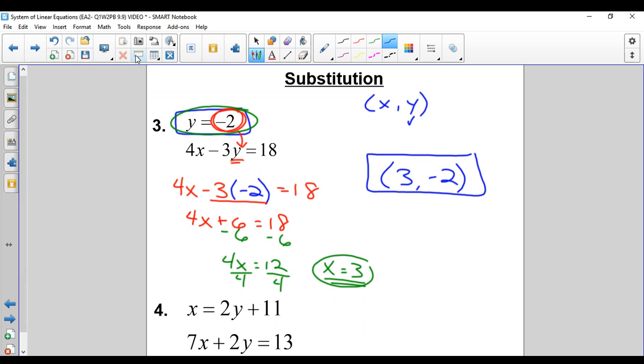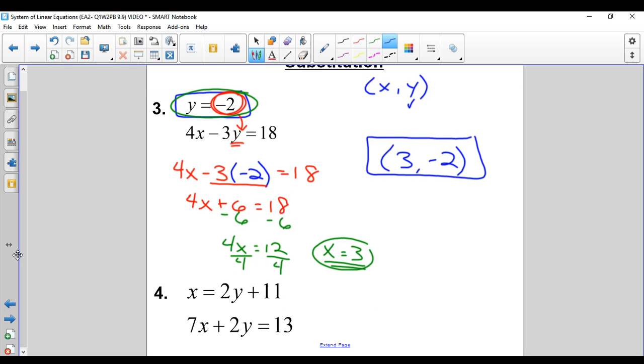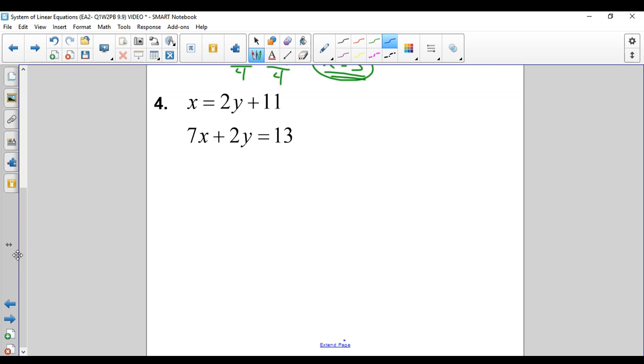Our second one, nothing crazy still, hopefully. We have one equation with one of the variables by itself. We have what x equals. What you're going to do is take that entire expression, 2y plus 11, plug it into the x in the second equation. So we go ahead and do that. We have 7, and then 2y plus 11 for x, since that's what x equals, plus 2y equals 13.